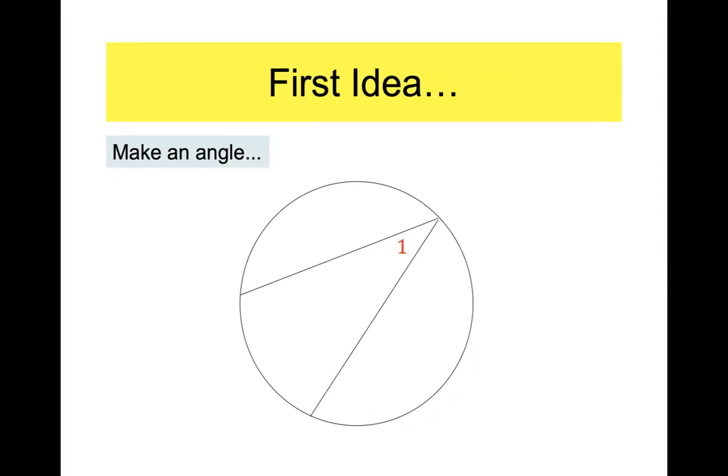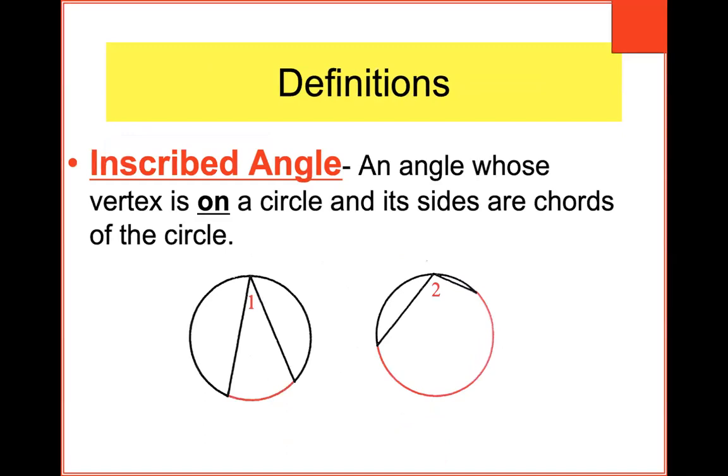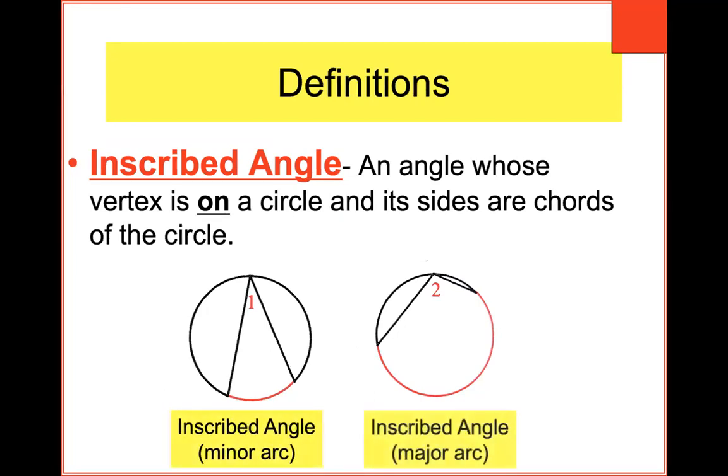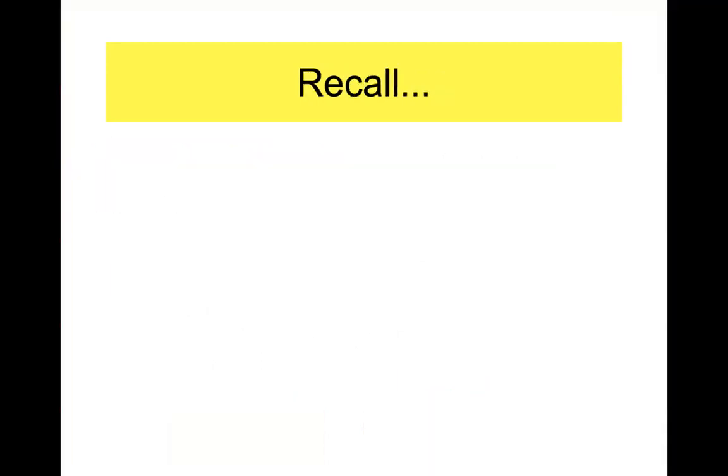We had this word already at the beginning of the chapter. We called this an inscribed angle. So first vocabulary word, right? Inscribed angle. That's an angle whose vertex is on a circle, and the sides, the black portions there, are chords of the circle. Okay, so there's an inscribed minor arc, and there's an inscribed major arc.